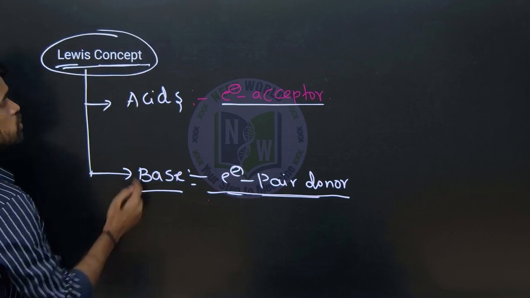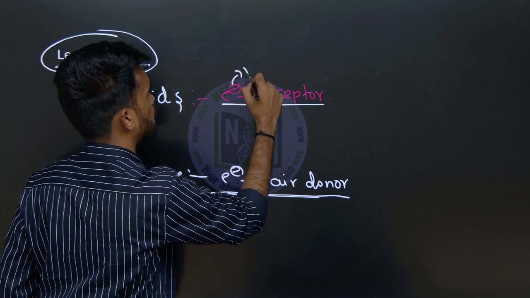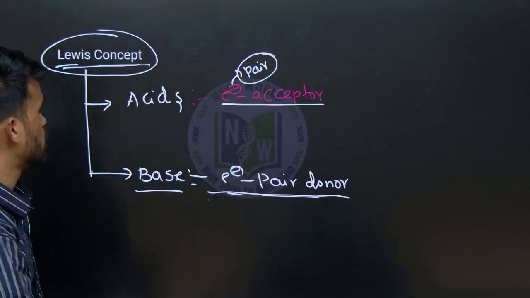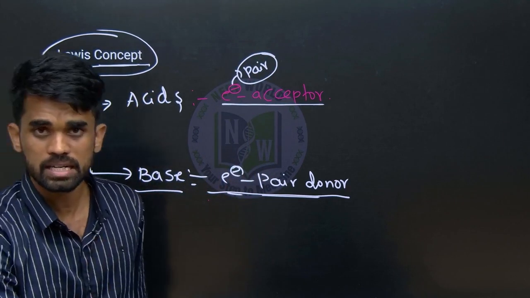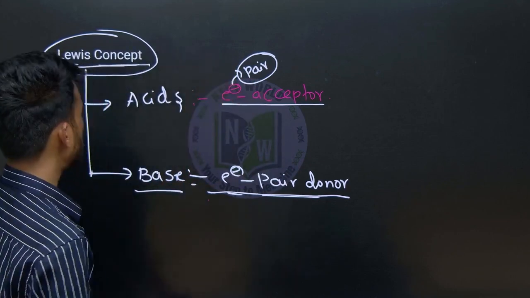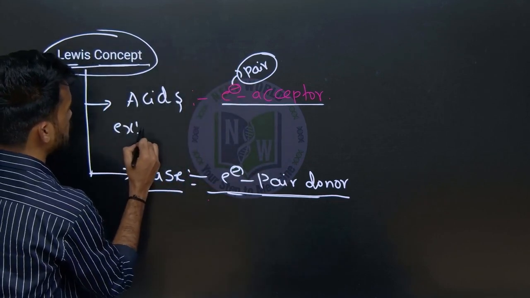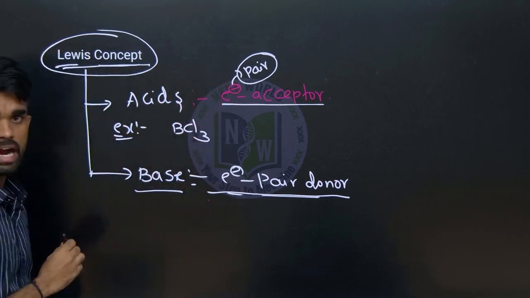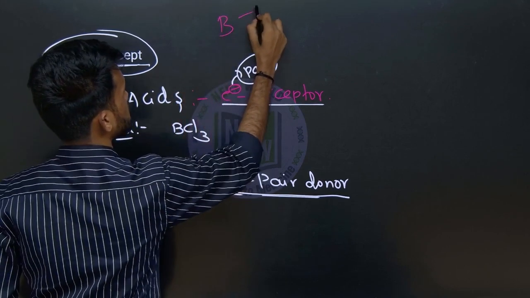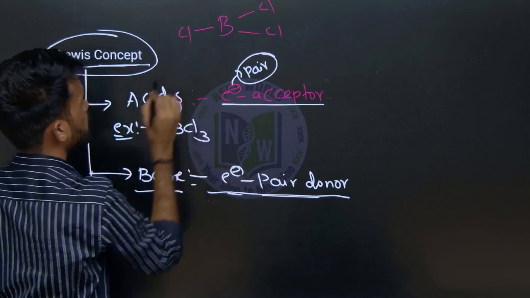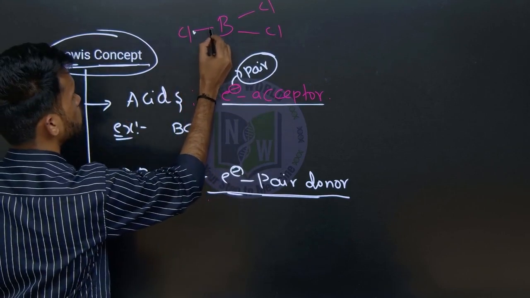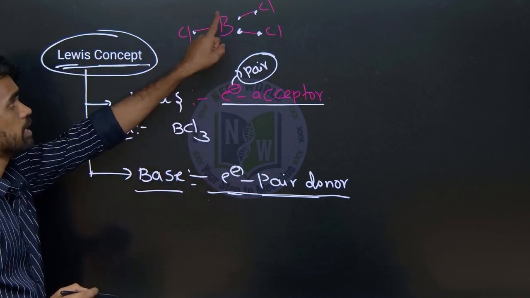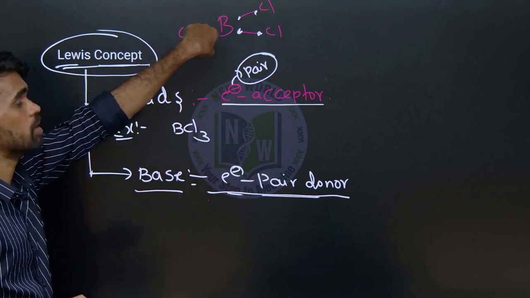Okay. Now, which species will accept an electron pair? An electron pair is accepted by electron deficient species. So all electron deficient species are considered as Lewis acids. For example, here I am writing BCl3. So here in the central boron atom, see boron, Cl, Cl, Cl. How many electrons are there here? So 1, 2, 3, 4, 5, 6 electrons are only present in this BCl3 molecule on the central boron atom.